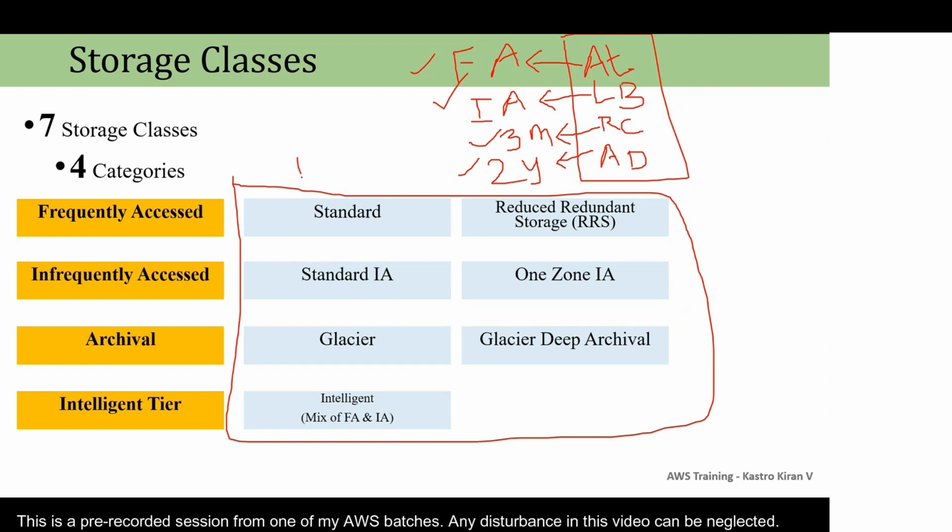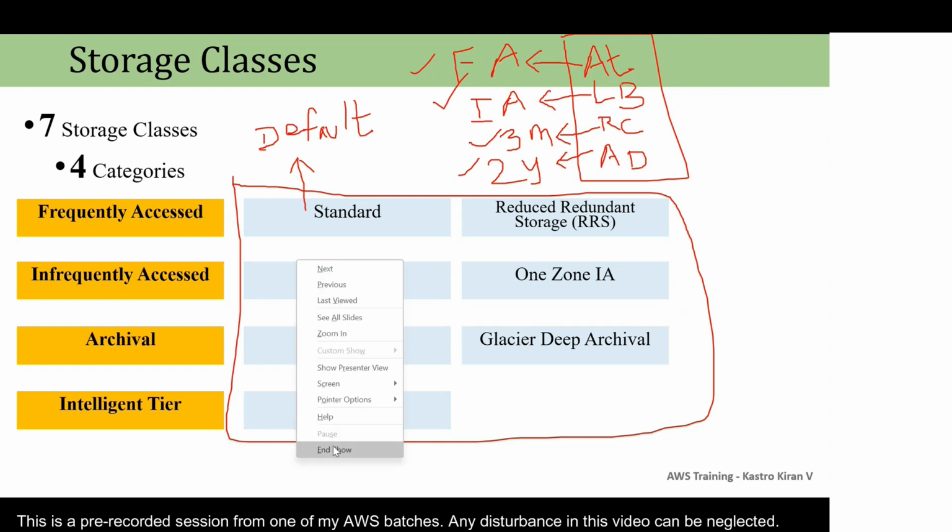So by default, whenever you store a file into the S3 bucket, the standard storage class is the default storage class. I'll just mark it as default. The handwriting might not be proper because I'm writing with the mouse. So it's the default storage class.